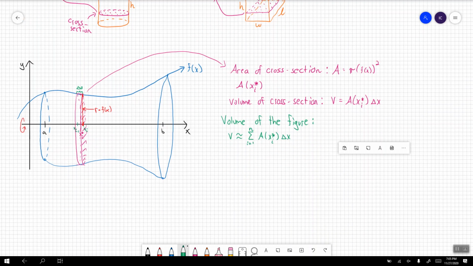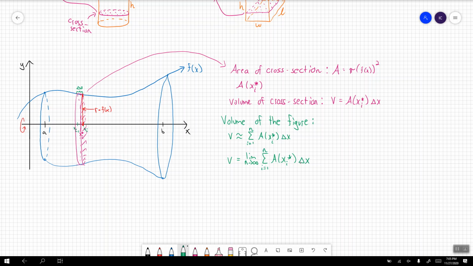However, we're not really looking for an approximation once again. Even though approximations are nice, we're not looking for approximations. We want an exact number or an exact process. Therefore, if we want to find that exact process or that exact volume, we then take the limit as n tends to infinity for all of these sub-intervals that we're dividing.